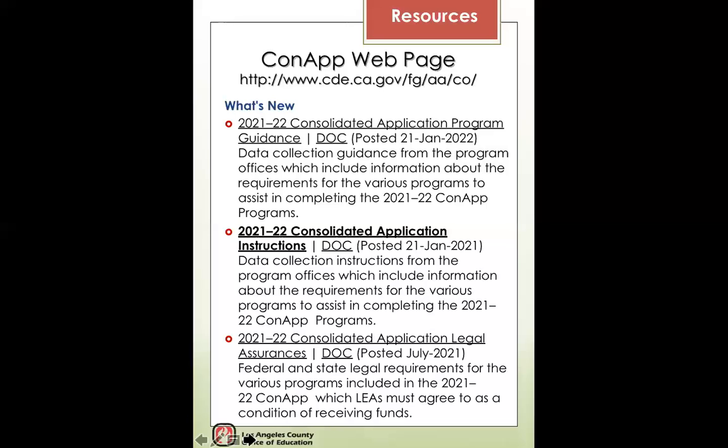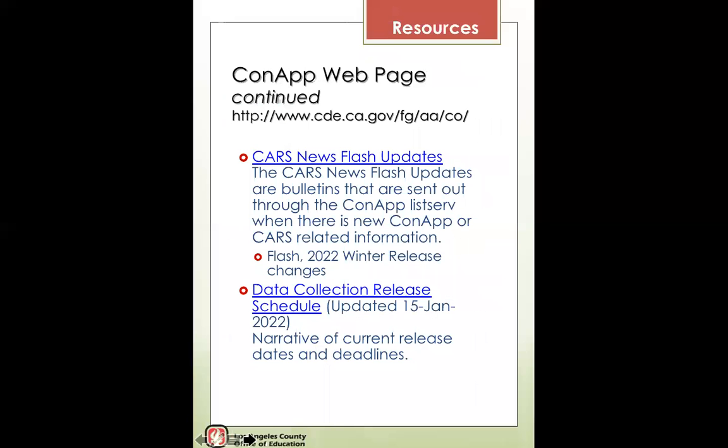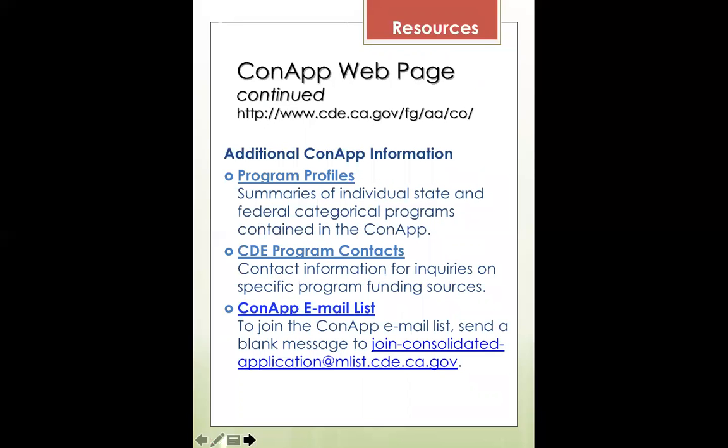Okay. A couple other links on the next page are the news flash updates. There's not much there now, but if anything happens, they post news flash updates. And then there's a data collection release schedule if you want to see all the collections throughout the year, what was submitted in the spring, what's submitted this time. You can see a whole list of those there. All right. And a couple other additional links that might be helpful are listed on this page.